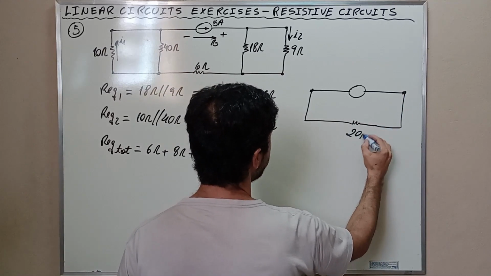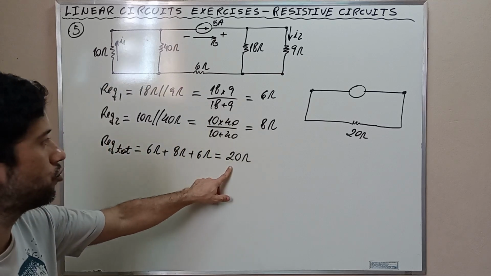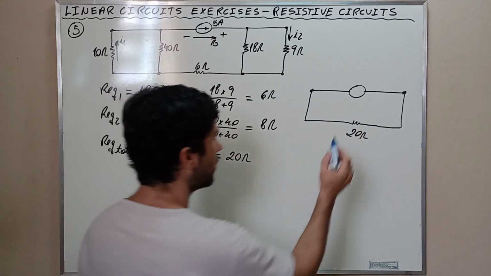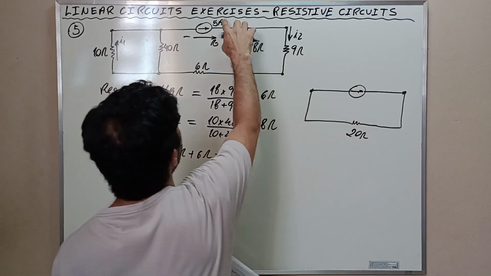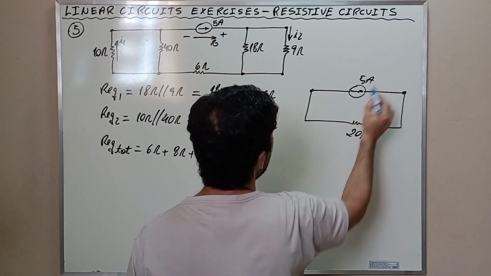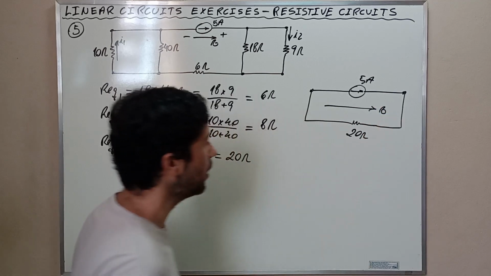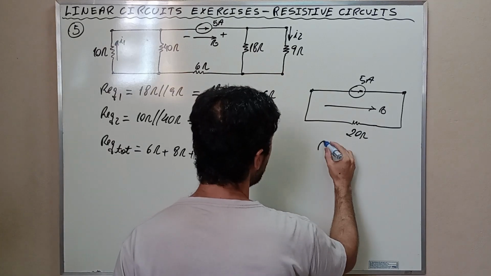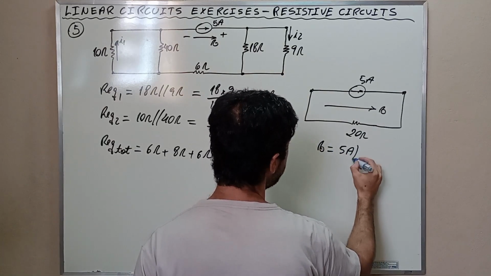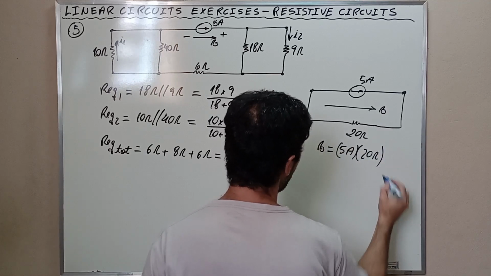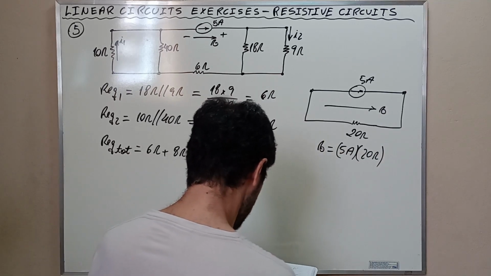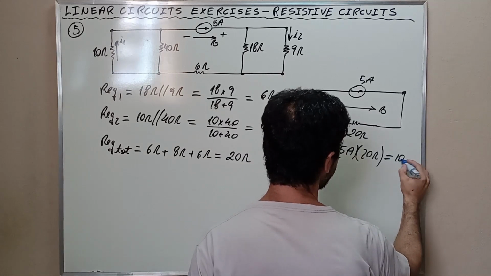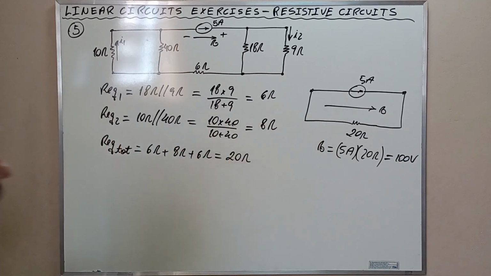The total equivalent resistance we just calculated, and we found 20 ohms. Here we have 5 amps, and the voltage is here, okay? And we can immediately find the value of V by simply multiplying 5 amps by 20 ohms, and this is equal to 100 volts. Alright, this is the value of V, 100 volts.